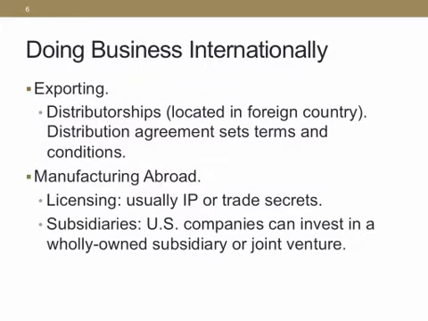There's several ways a business can do business internationally. One is through exporting, establishing distributorships in foreign countries, or entering into distribution agreements with terms and conditions, or actually manufacturing abroad. By licensing, which involves usually intellectual property or trade secrets, or having a wholly owned subsidiary or a joint venture.